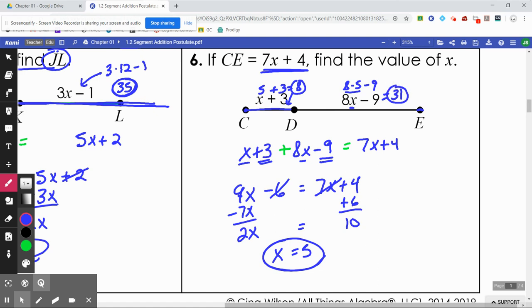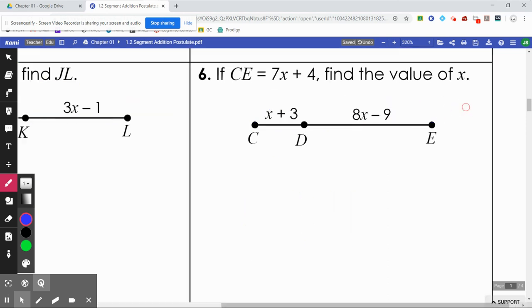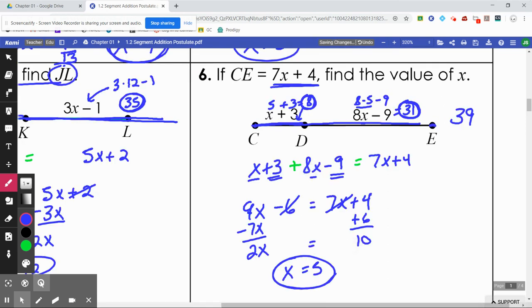Now look at this. From C to D is a distance of 8. From D to E is a distance of 31. If we did this correctly, 8 and 31 should be a distance of 39. Let's check and see. Up here, 7x plus 4 is no longer 7x plus 4. It is now 7 times 5 plus 4. That would be 35 plus 4, which is a total of 39, which is what we said it should be.